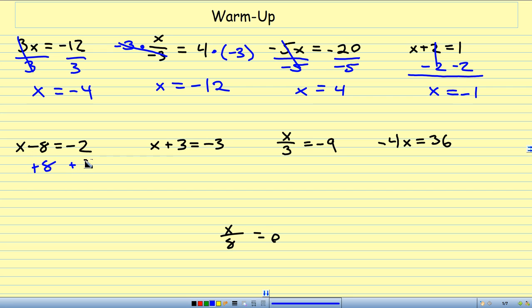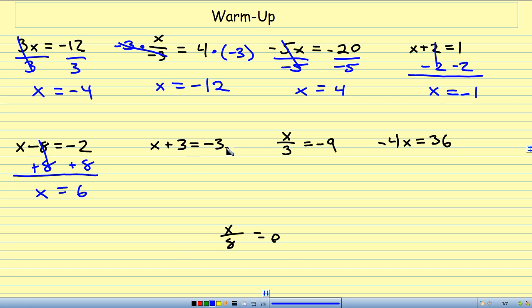x minus 8 equals negative 2. Add 8 to both sides. When I do that, those 8's cancel out. Negative 2 plus 8: I owe $2, but I have $8. At the end of the transaction, I still have $6 in my pocket.